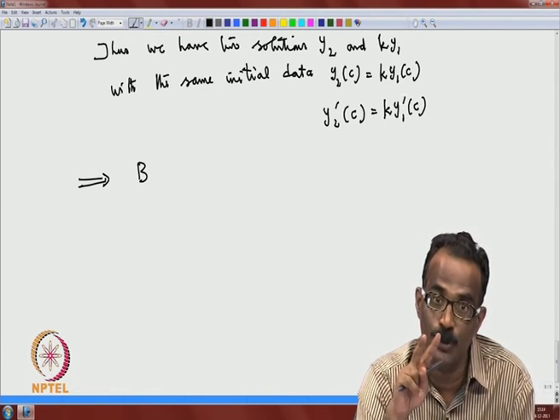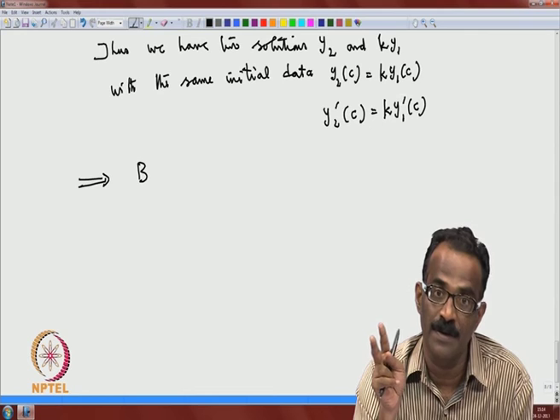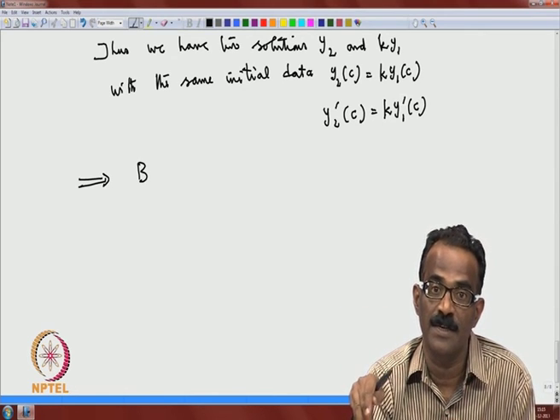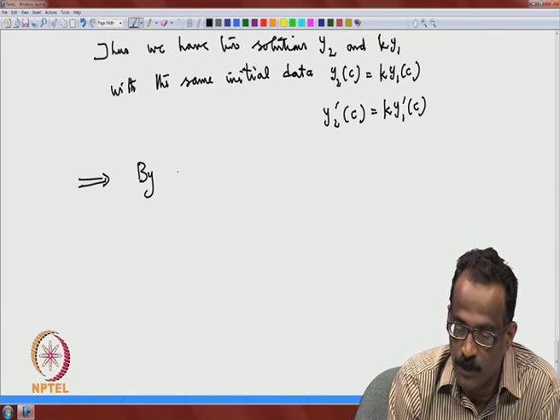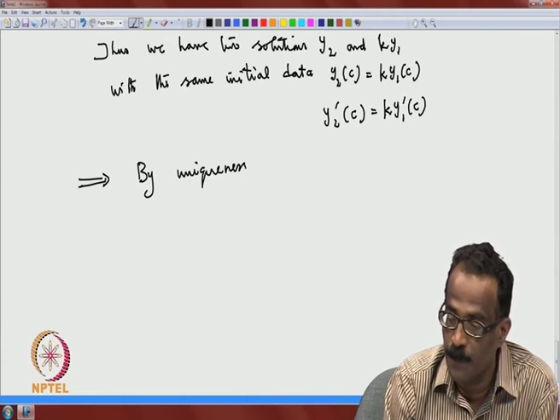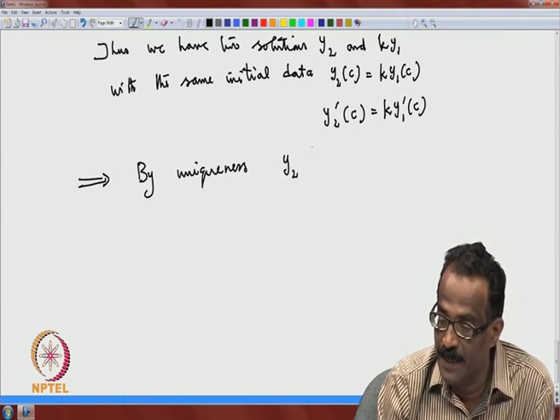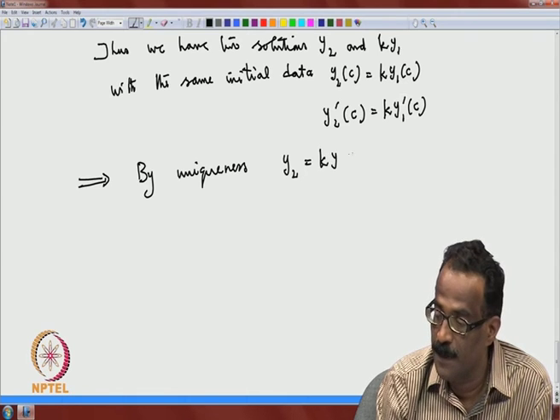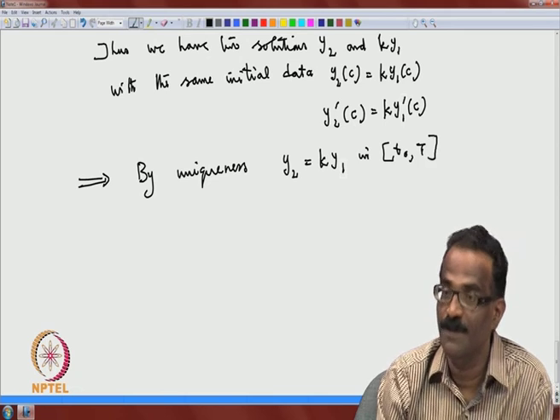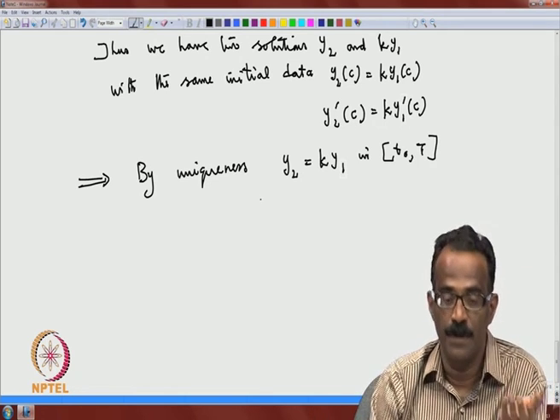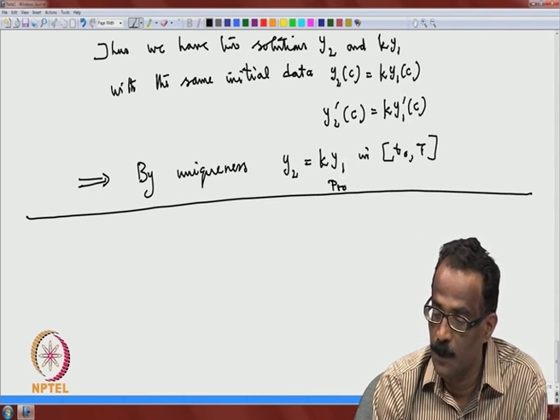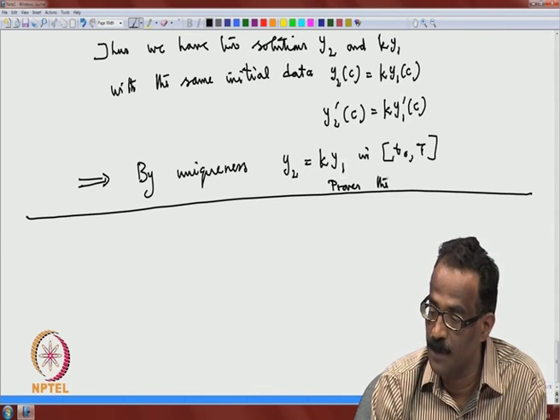Here we have produced two solutions, y2 and k y1, in the full interval, but with the same initial data at c. So, by uniqueness, y2(t) is equal to k y1 in the entire interval wherever this exists, t naught to t, for all t. And so, that proves the proposition.